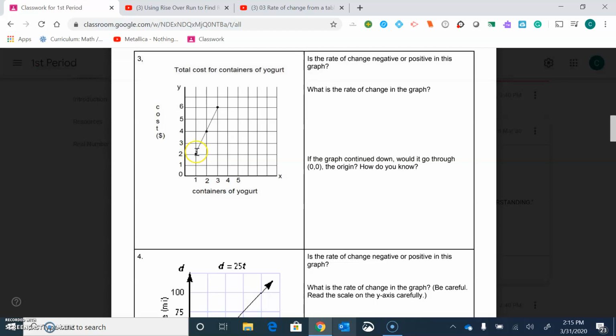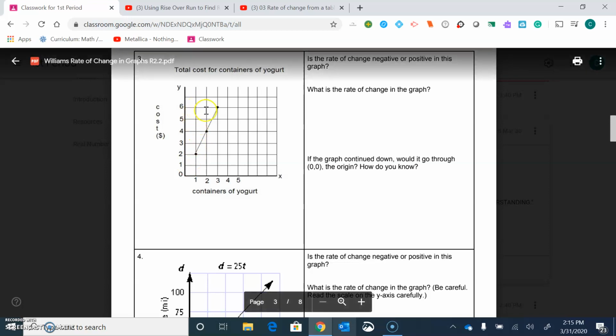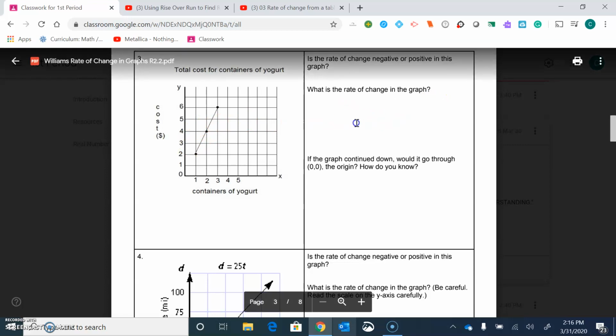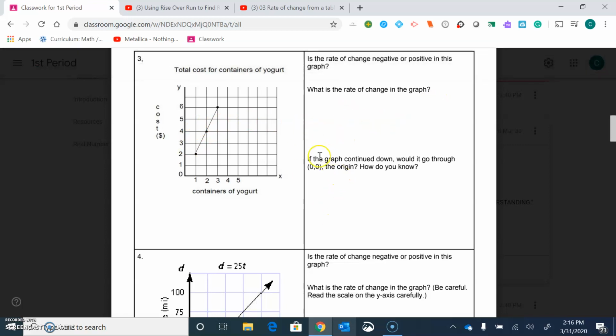And so in this case, let's say I chose this point here and this point here. So I would go up 1, 2, 3, 4, and I will go to the right 1, 2. And so my slope would be 4 over 2, which I would simplify to just 2 because every fraction is a division problem. 4 over 2 equals 2. And so my rate of change will be 2. This question says, if the graph continued down, would it go through 0, 0, the origin?